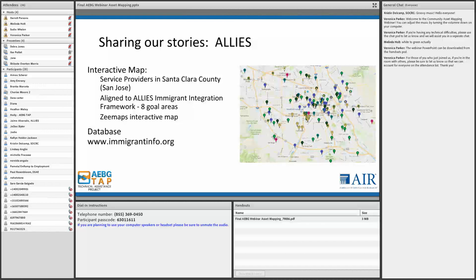Based on this map, we have also built a database, which is an Excel spreadsheet of all these service providers, again aligned to the 8 goal areas of the framework. This database will mostly be used as an internal tool by consortium members. And we have also partnered with a website operated by Santa Clara County called immigrantinfo.org. Again, they are using our framework to reorganize and restructure some of the pages on their website so that immigrants can easily find the resources that they need.